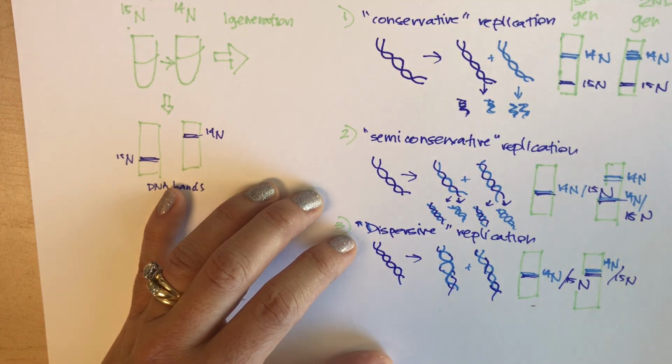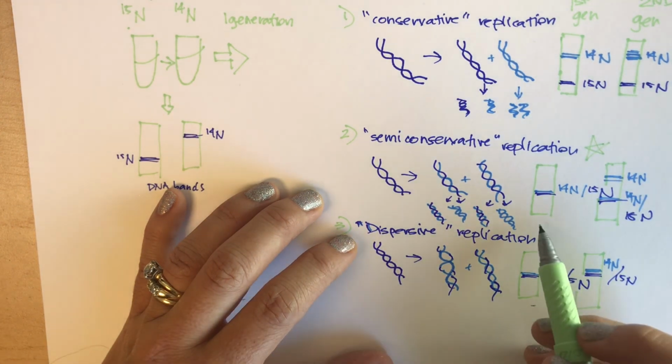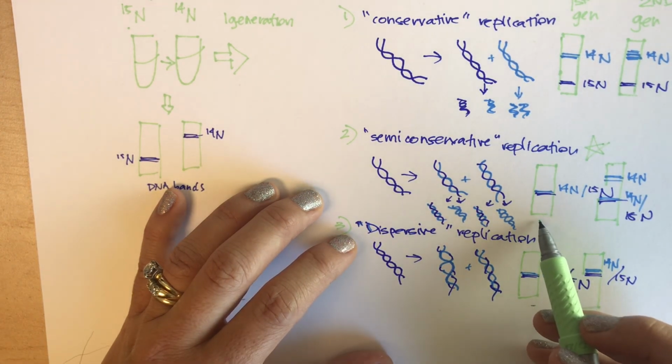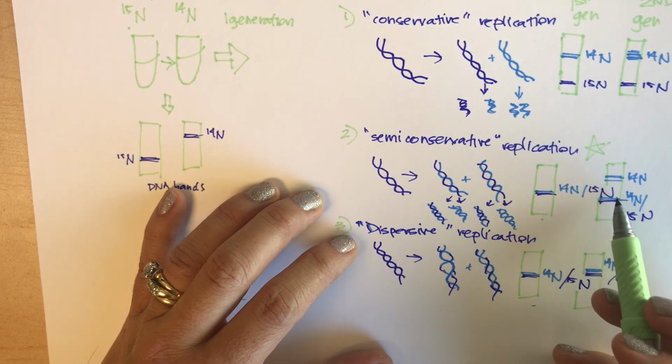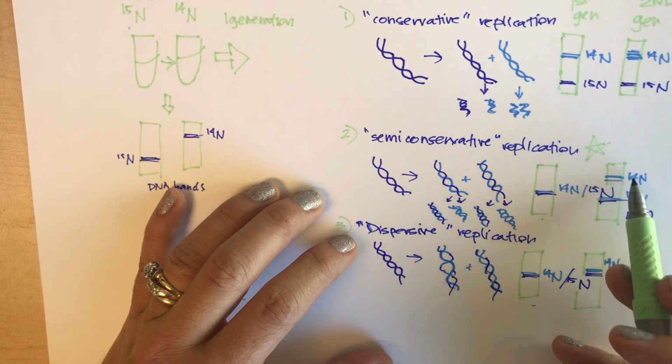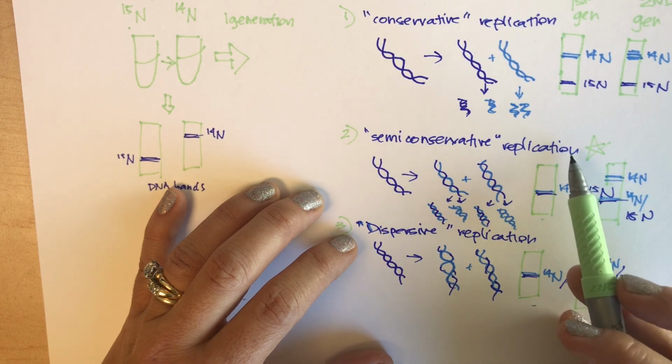So what Meselson and Stahl actually saw is this pattern here, where in the first generation, they got this single band that was right in between the two original density gradient bands. And in their second generation, they got two distinct bands, one with this hybrid density and one with this lighter density. And so that confirmed that the semi-conservative replication model is the correct model for DNA replication.